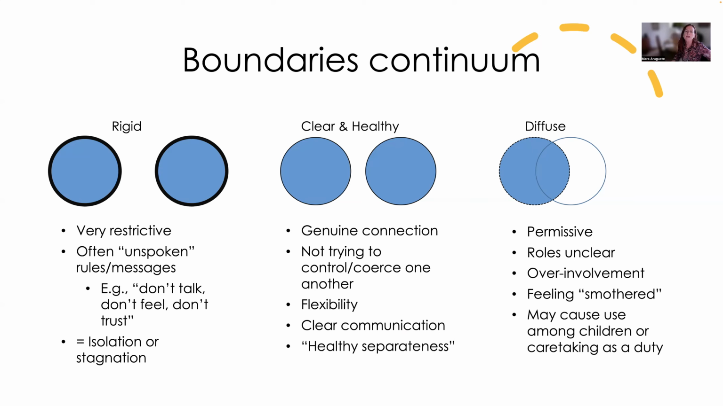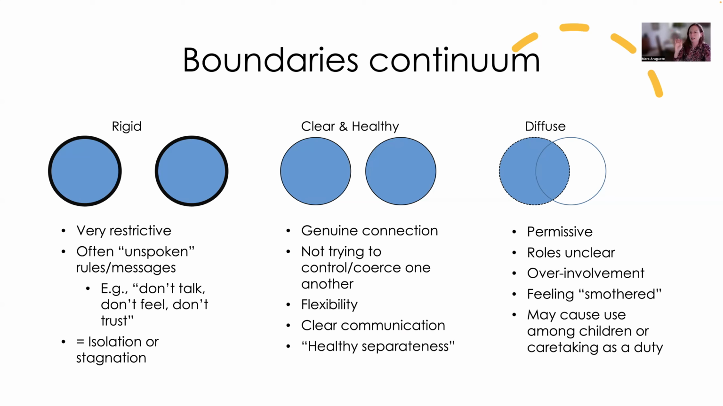Then there are the clear and healthy boundaries. Again, these are not quite so rigid. They're a little bit closer together. We see now the lines are not so dark there. There's a genuine connection between people in the family. They're not trying to control or coerce one another. There's some flexibility in how people relate to each other. There's very clear communication between people in the family, and there's a healthy kind of separateness where people can function independently but still maintain those connections in the family.